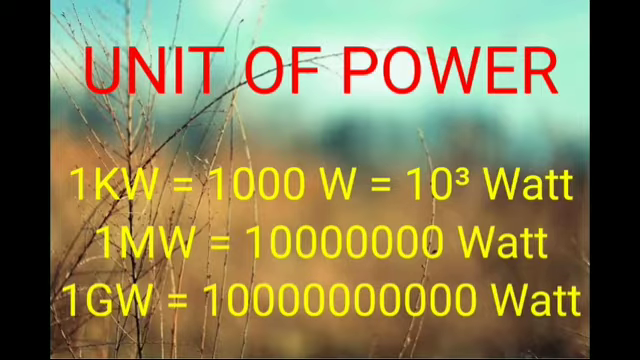1 kilowatt is equal to 1000 watt, which is 10 power 3 watt. 1 megawatt is equal to 10 power 6 watt. 1 gigawatt is equal to 10 power 9 watt. We have a conversion for horsepower into watt. 1 horsepower is equal to 746 watt.